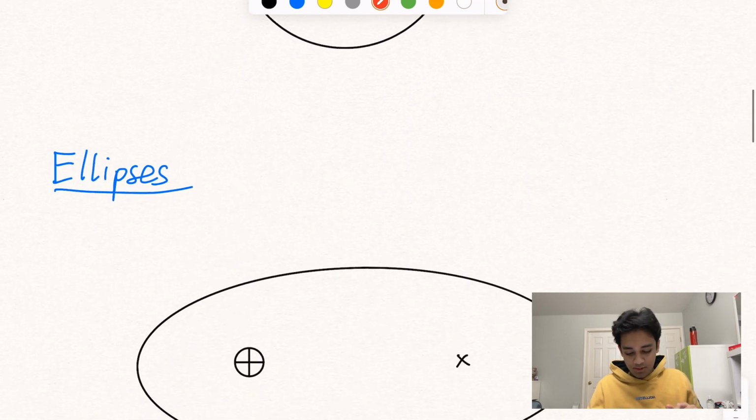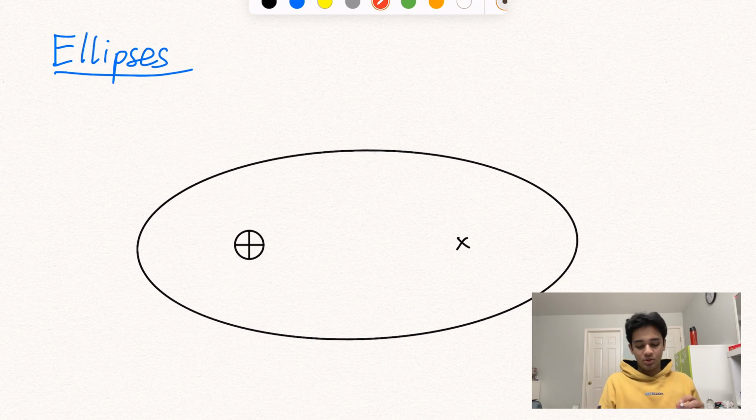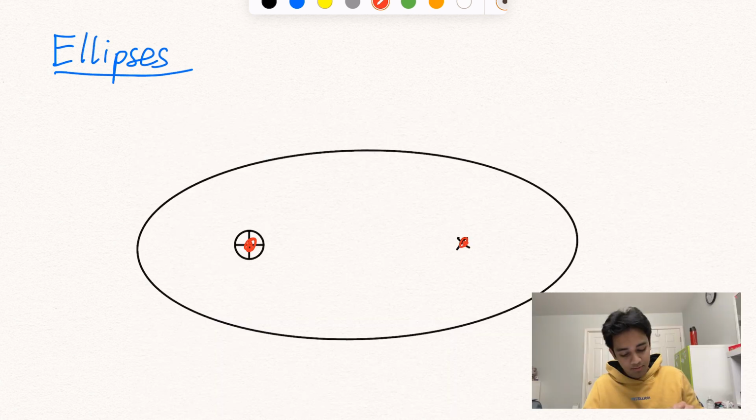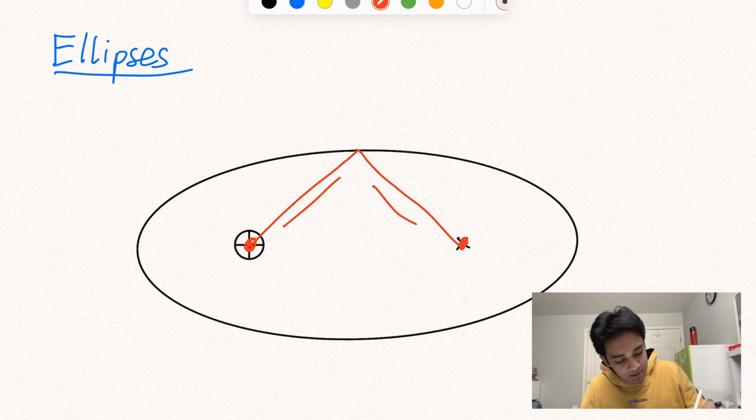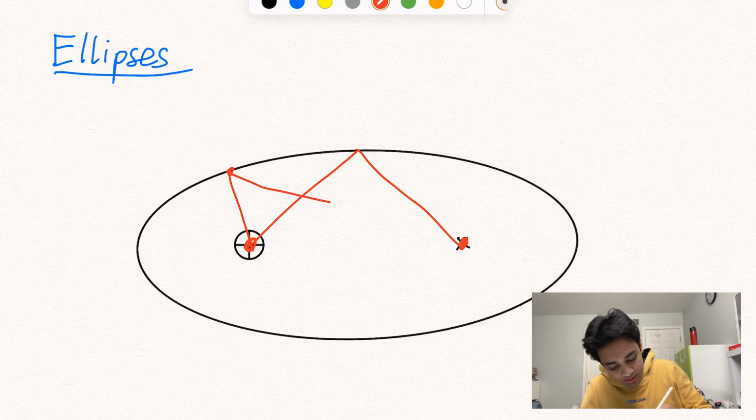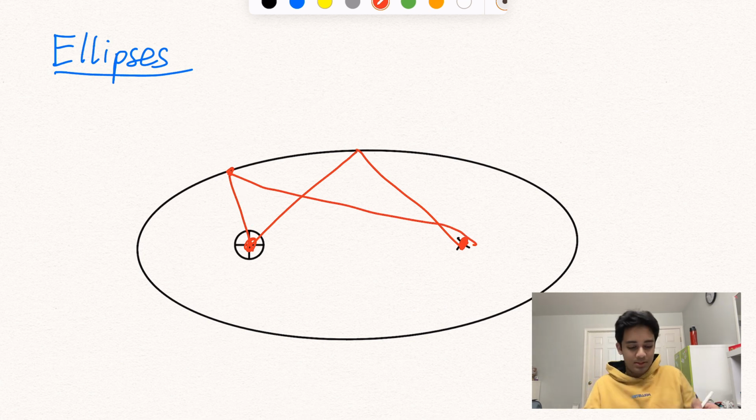Now let's move on to ellipses. So the way an ellipse is drawn is you have these 2 points that are called the foci of an ellipse, and every other point on the ellipse is drawn such that the sum of the 2 distances, like maybe this distance and this distance, or if we take another point, let's say this point, if we add this distance and this distance, they'll always be the same.